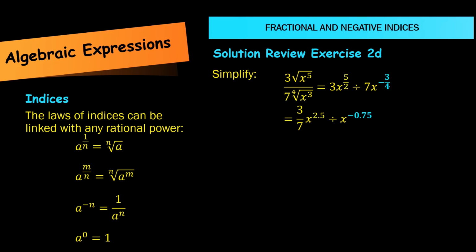So we can now subtract the indices, since the base is the same, as shown, to give x to the power 2.5 minus 0.75, leaving us with 3/7 times x to the power 2.5 plus 0.75, which becomes 3/7 times x to the power 3.25.